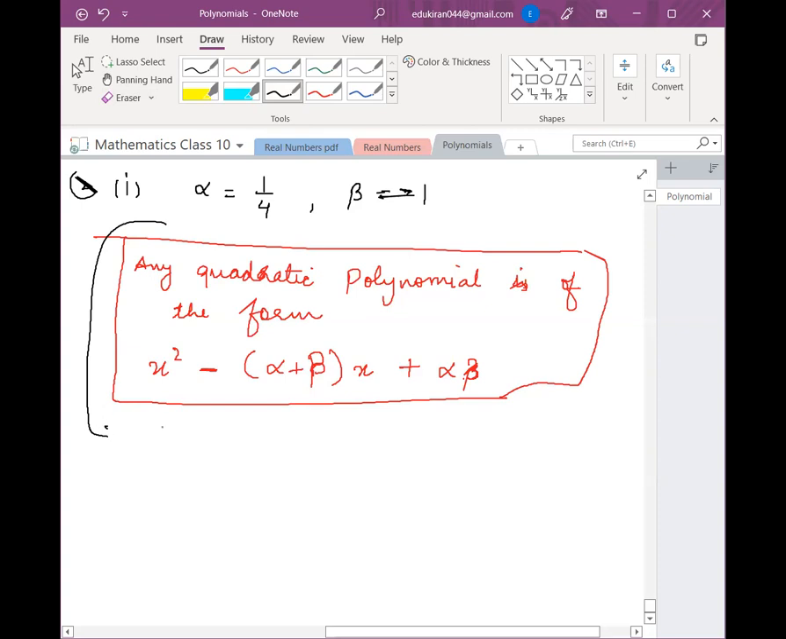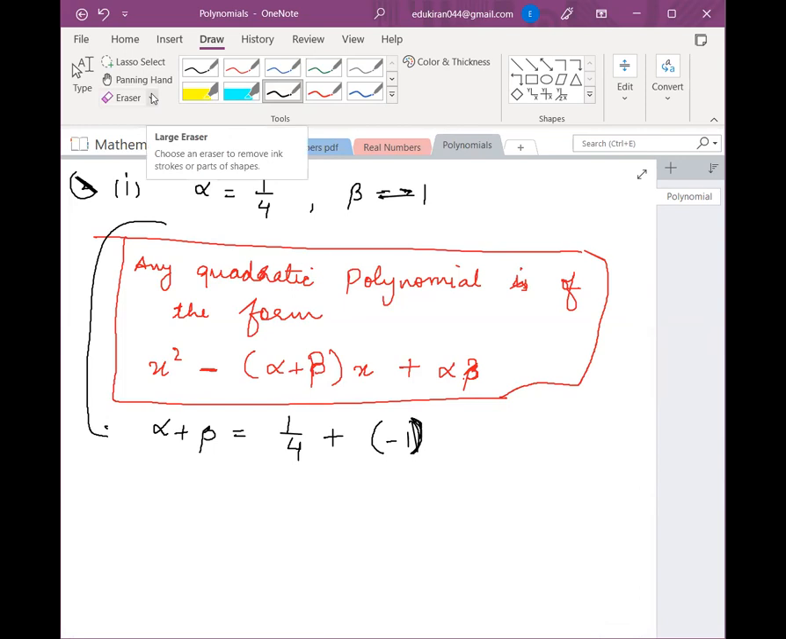So find alpha plus beta separately. Alpha is 1 upon 4 plus beta is -1. So put a bracket. Now how will you solve it? One is a fraction and one is not a fraction. What will you do now? How will you add? Cross multiplication? There is no multiplication. We are doing addition, or rather subtraction.